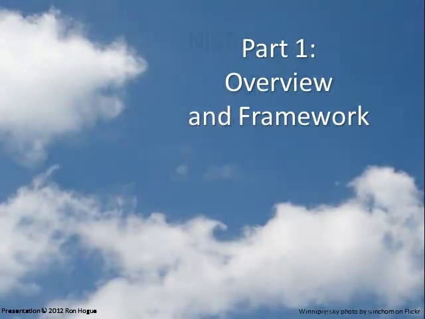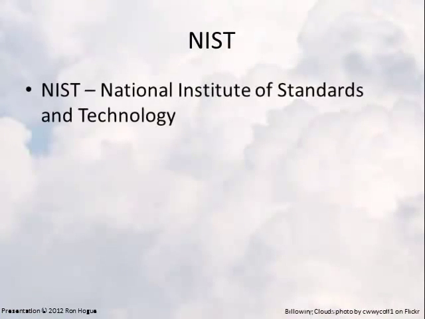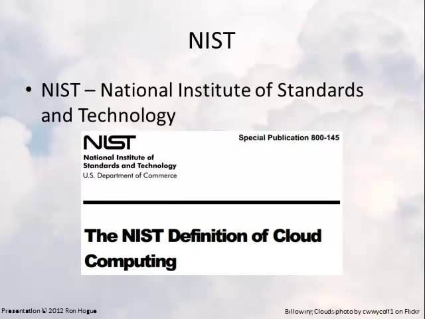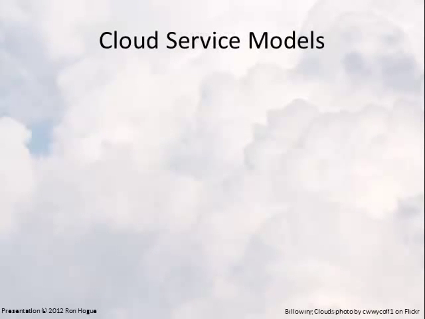Part 1, overview and framework. We want to talk about NIST. NIST is the National Institute of Standards and Technology. They released a report called Special Publication 800-145. If you want to find that, you can do a search for 800-145. And in there, they talk about the definition of cloud computing and some concepts, including these concepts we want to talk about today. These cloud service models are SaaS, PaaS, and IaaS.